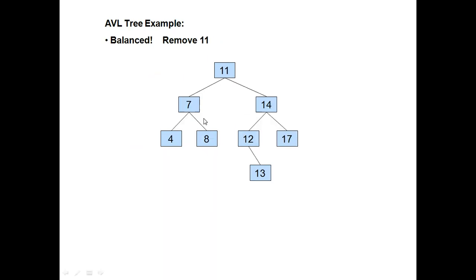Okay, good. Now again remove 11. So try to understand, if we remove this 11, which is the root node, which node is going to take its place? The rule says that the in order successor of this 11 will take its place. So how to get the in order successor?